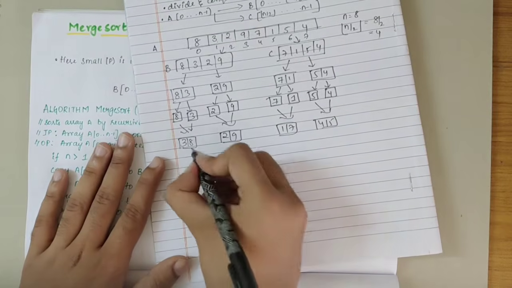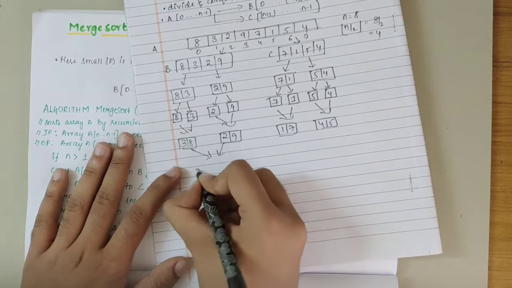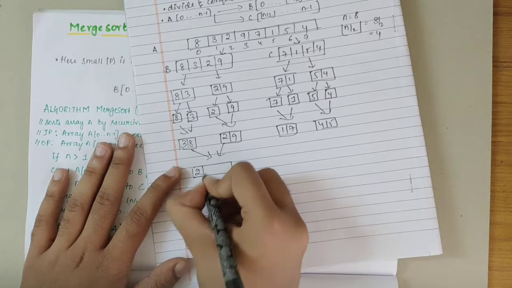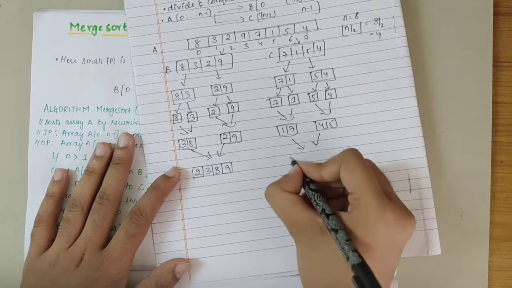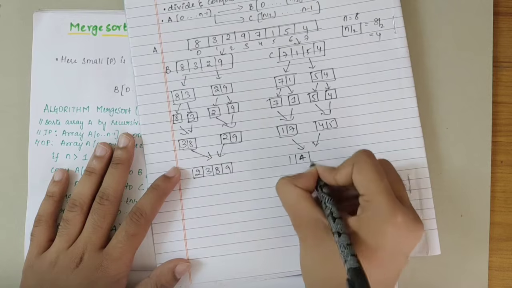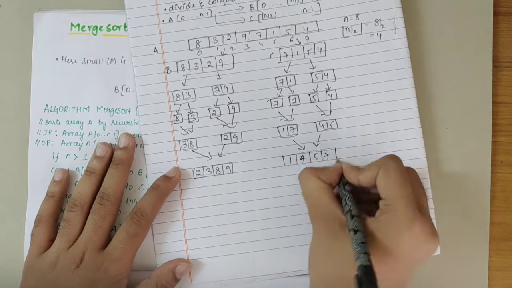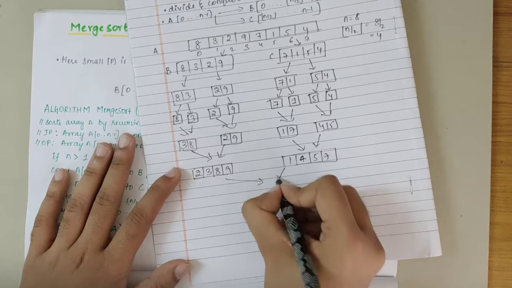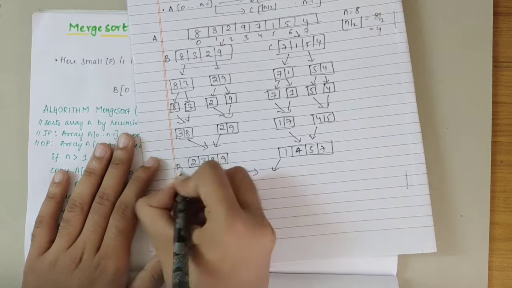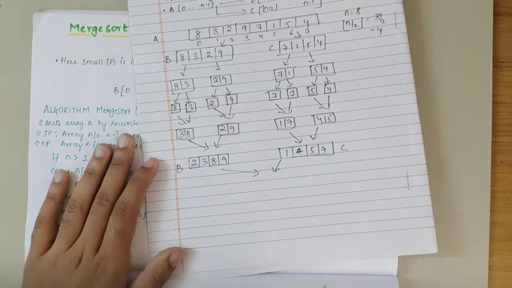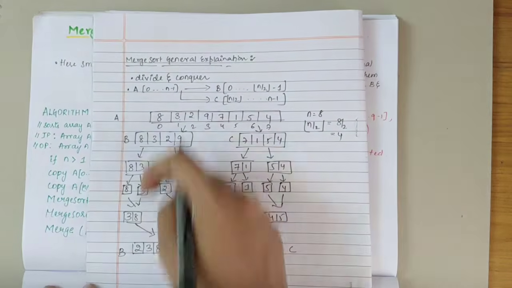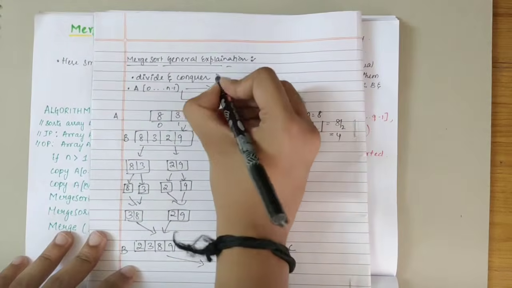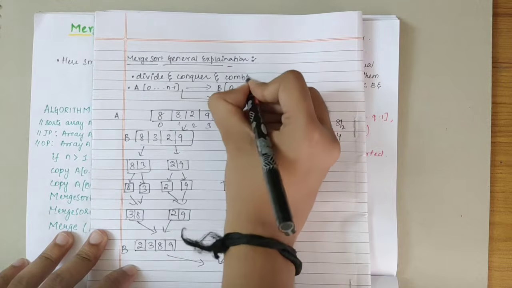Further merging these two, I would get 2 being the smallest first, then 3, then 8 and then 9. If I merge these two, I would get 1, 4, 5 and 7. Finally, when I merge these two, this is sorted B and this is sorted C. That is what we decided in divide and conquer, right? First we divided, this is the conquering part, and then we combine it.